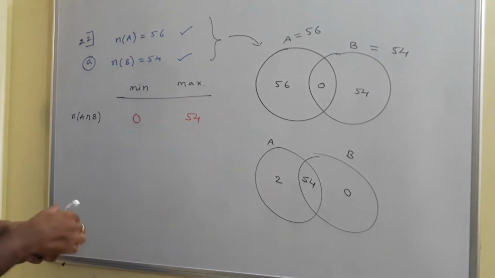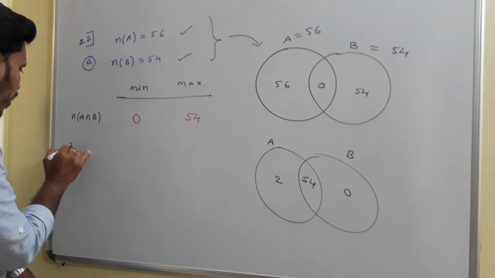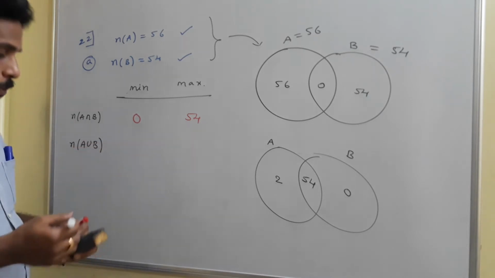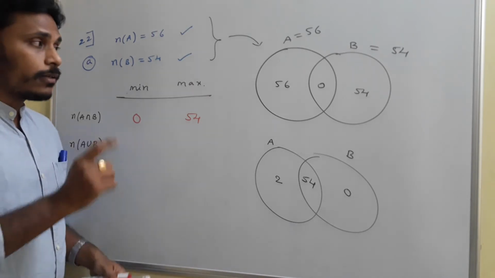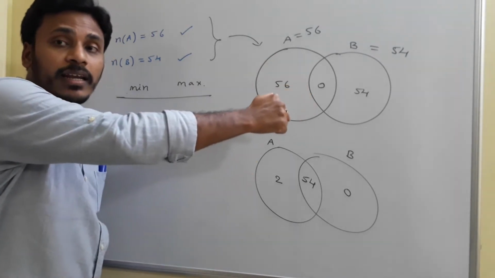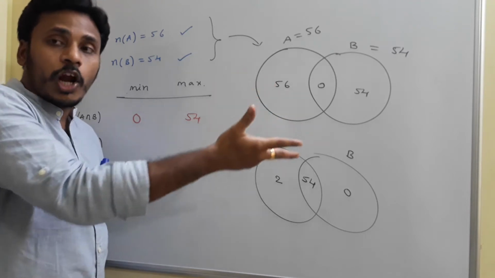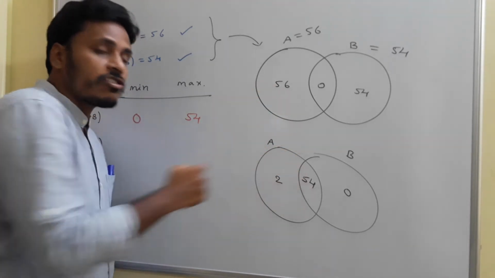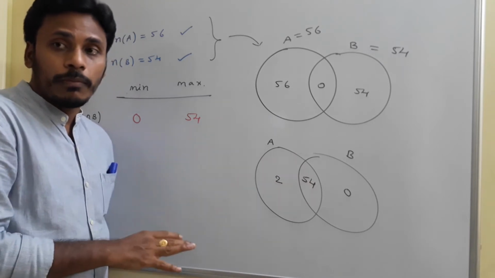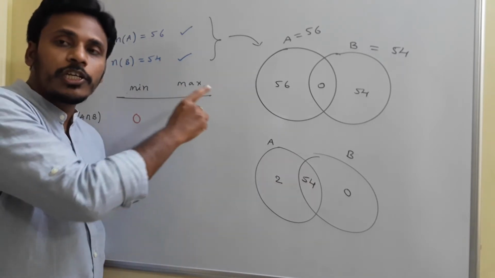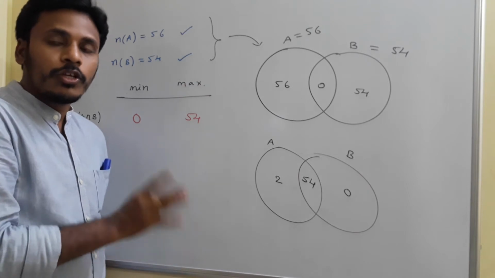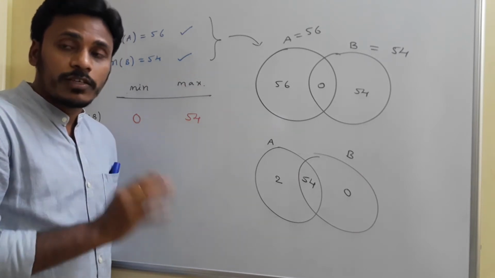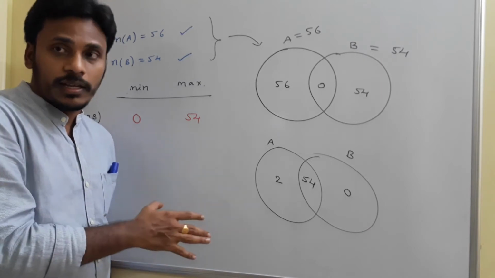And suppose the question is to find the minimum or maximum possible value for n of A union B, then what will you say? See, if the intersection part contains the minimum number of elements, then automatically the union will become maximum. If the intersection is maximum, then the union will become minimum. Leave that aside. I mentioned these two as the extreme diagrams, right? So you just find n of A union B for the first diagram as well as for the second diagram.